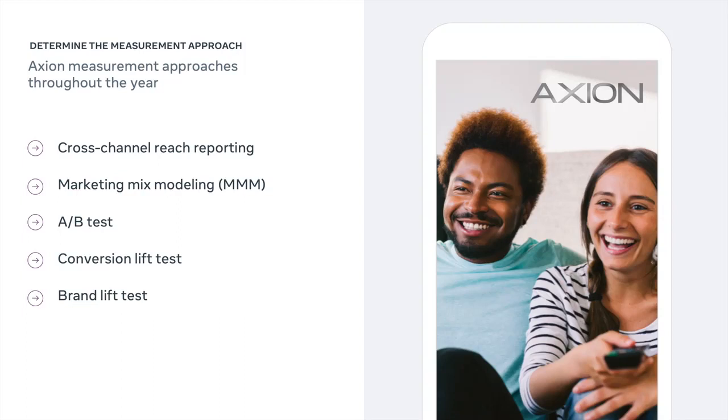We'll cover each of these measurement approaches at a high level and then ask you to tell us which approach Axiom used to solve different business challenges last year. Specifically, we'll cover cross-channel reach reporting, marketing mix modeling, and 3 tests Axiom used: A/B test, brand lift, and conversion lift.